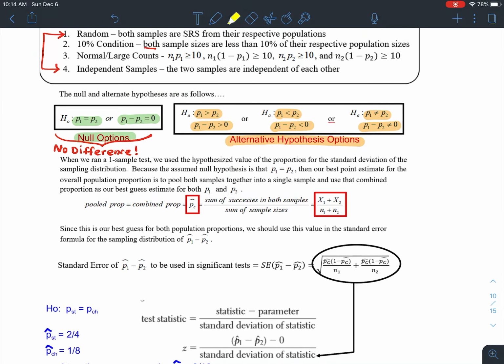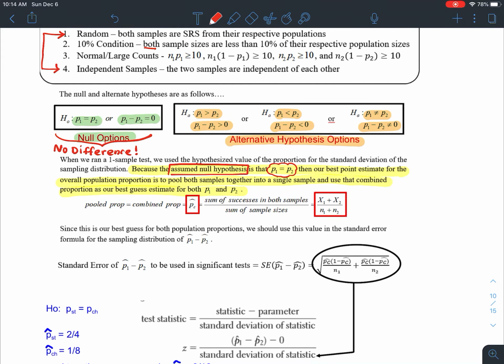Okay, now this next part can get a little bit confusing. Remember, when we do these significance tests, we are assuming that our null hypothesis is true. That is always how you start a significance test. We are assuming that the null hypothesis is true. Now I want you to look at what the null hypothesis would be. We would be assuming that the 2 population proportions are actually the same.